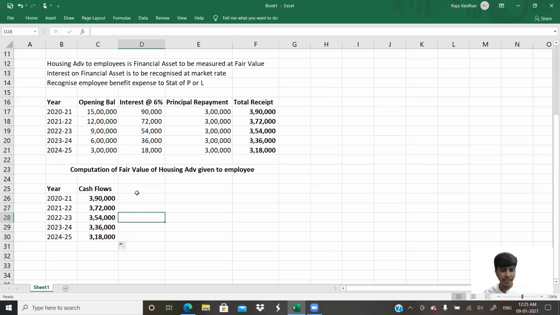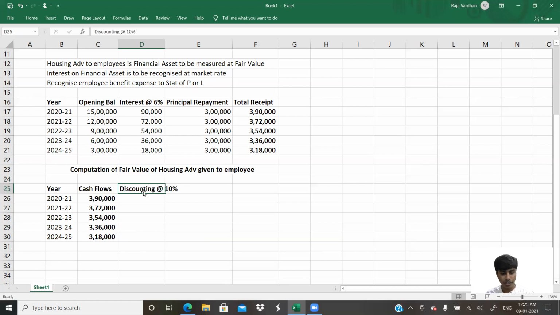3 lakh 90, 3 lakh 72, 3 lakh 54, 3 lakh 36, as well as 3 lakh 80,000 are my inflows. So, discounting factor. Discounting at what rate? At the market rate. What is the market rate? 10%. Come on, let me now find discounting at 10%.